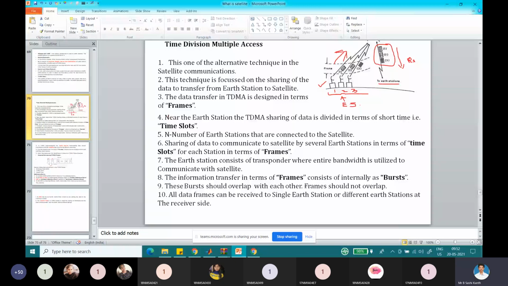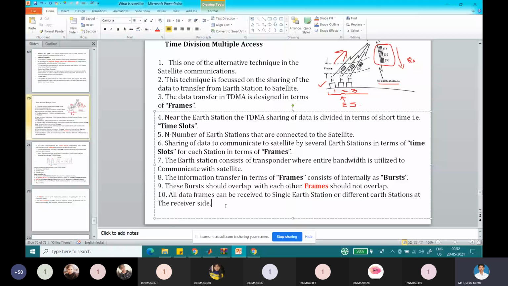So these frames, after being received by the satellite, are once again transmitted to the receiver side of the earth station. All the data frames are simultaneously sent to the receiver side of the earth station, and these can be received by a single earth station or by different earth stations simultaneously, because all the frames are combined and sent simultaneously to the earth station. So this is about TDMA.